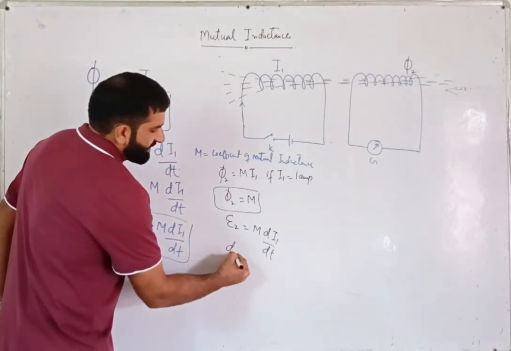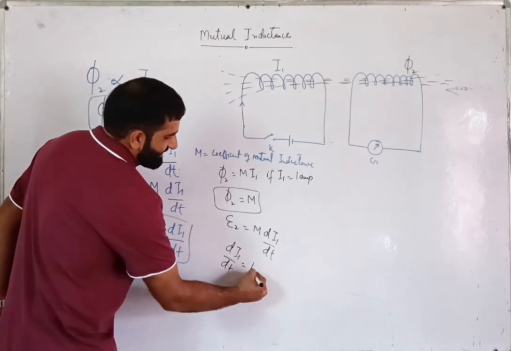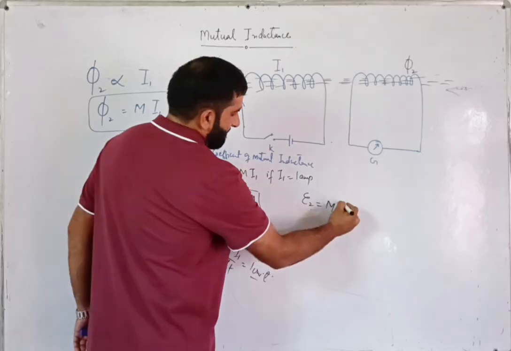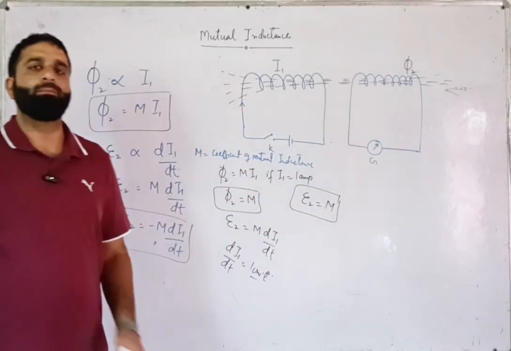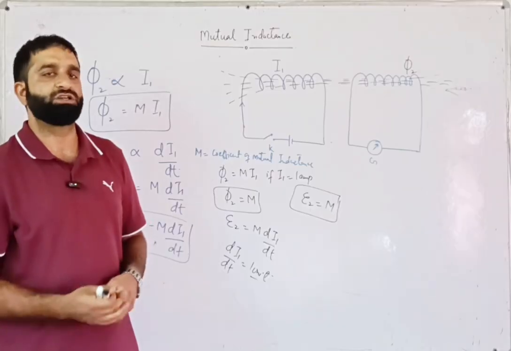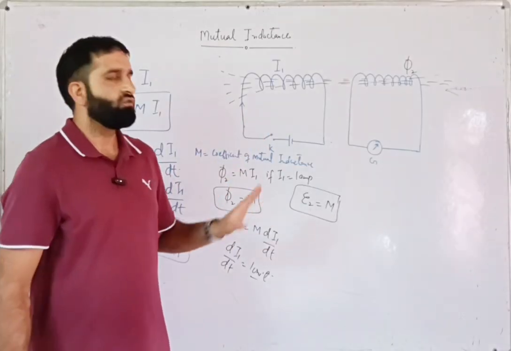Now, if the rate of change of current dI1 by dt in the first coil is equal to 1 unit, in that case E2 is equal to M. So we can define the coefficient of mutual inductance as the EMF produced in coil number 2 when the rate of change of current in coil number 1 is 1 unit.